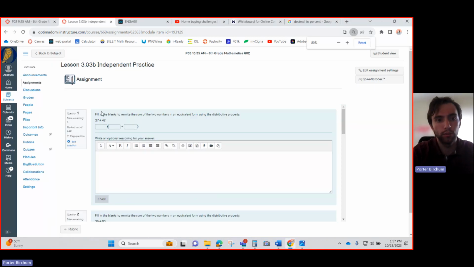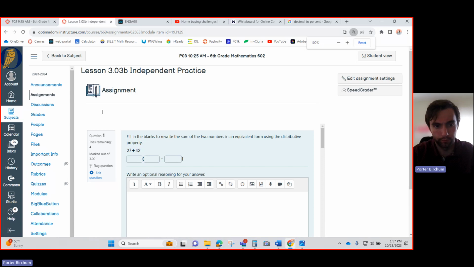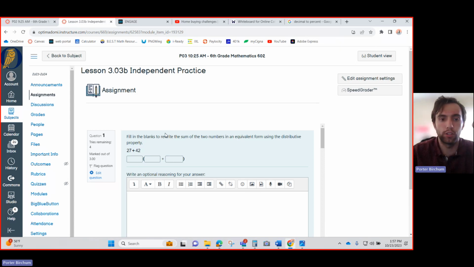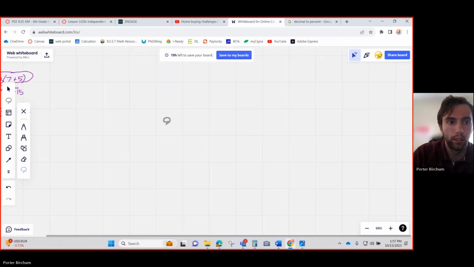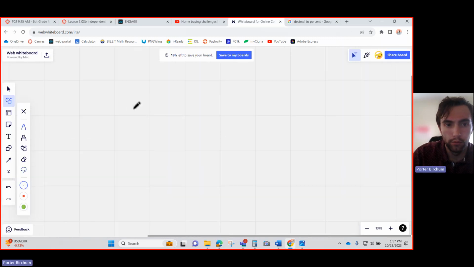Zoom in. First, read the instructions. Fill in the blanks to rewrite the sum of the two numbers in an equivalent form using the distributive property. So we are not solving, we are writing in equivalent form. Cool, good to know. First step, let's find, so 27 and 42, 27 and 42.